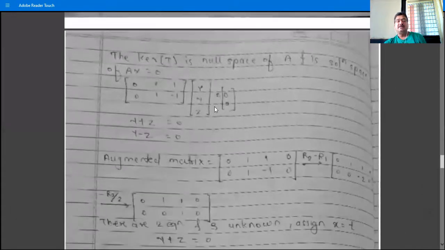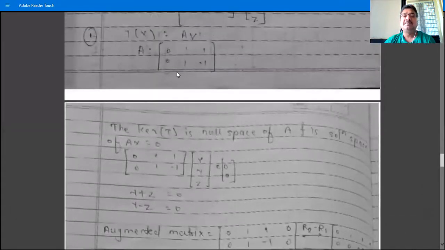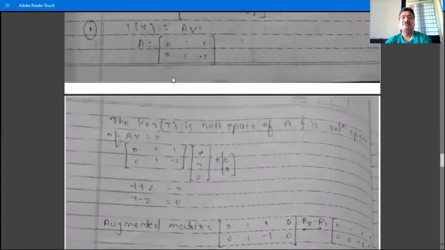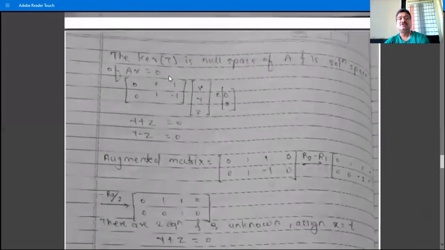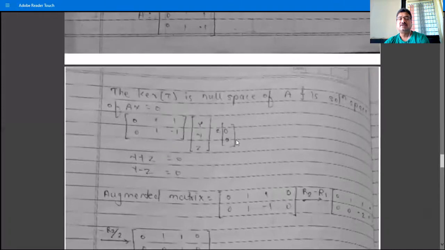And now we have to find the kernel and range of this linear transformation. The kernel of T means the null space of A, which is the solution space of the system Ax = 0. So write Ax, with x = (x, y, z), equal to (0, 0).